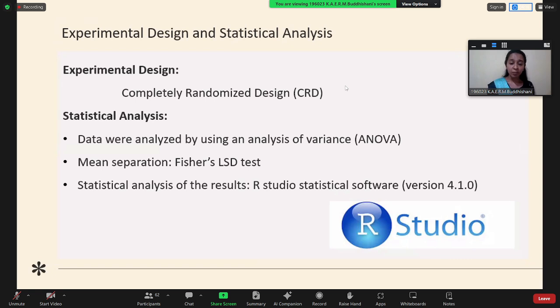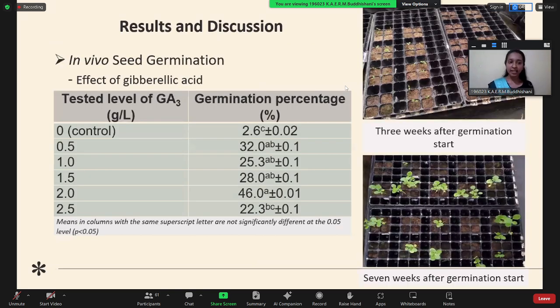Experimental design was completely randomized design. Statistical analysis was conducted using RStudio statistical software, ANOVA was used for the data analysis, and mean separation was done using Fisher's LSD test.